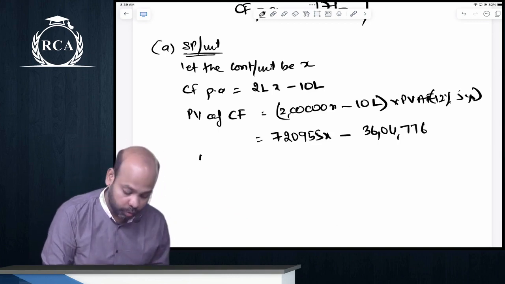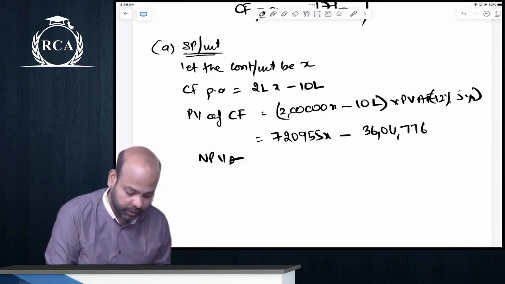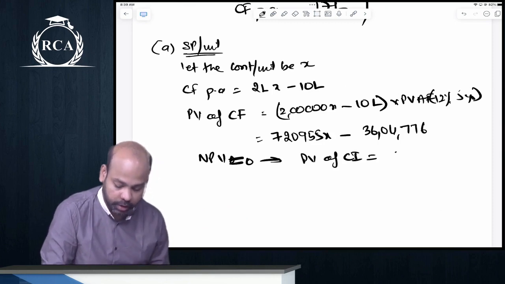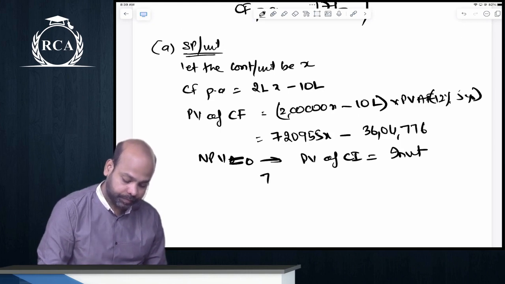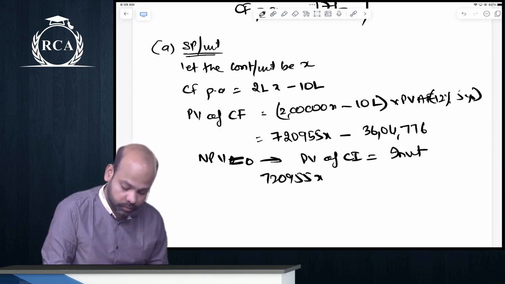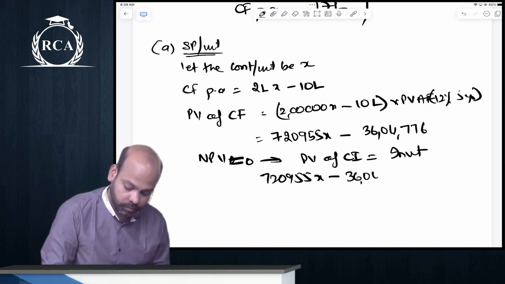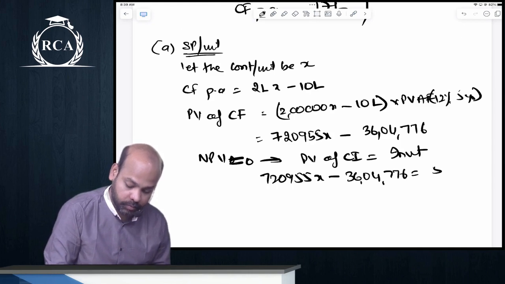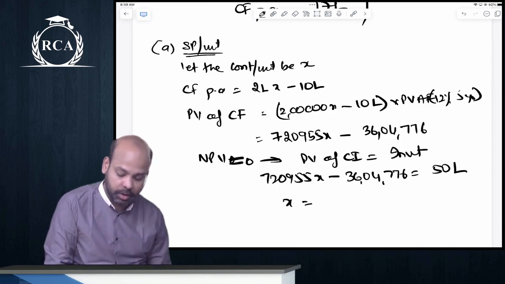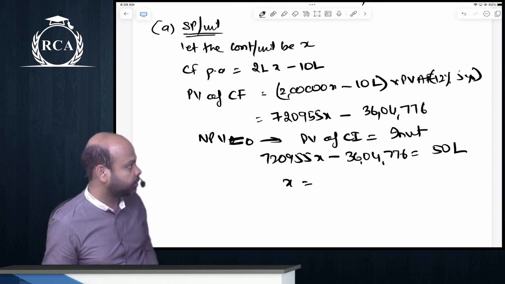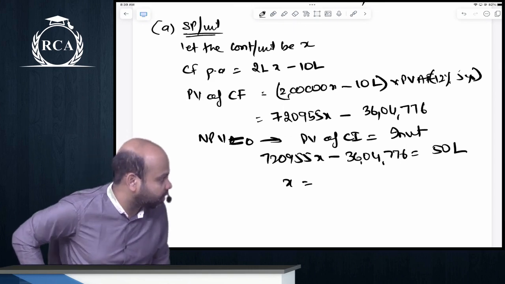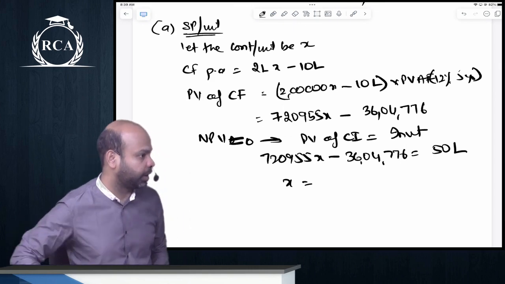Now guys, what will you do better? For NPV to be zero, guys, you will equate the present value of cash inflows to your investment. How much will you get? Can someone compute and tell me X beta in this equation? 86 lakhs 4,776 divided by 7 lakhs 20,955.